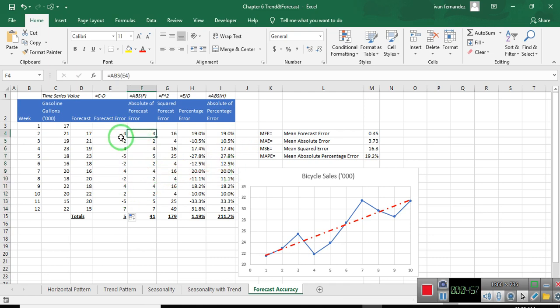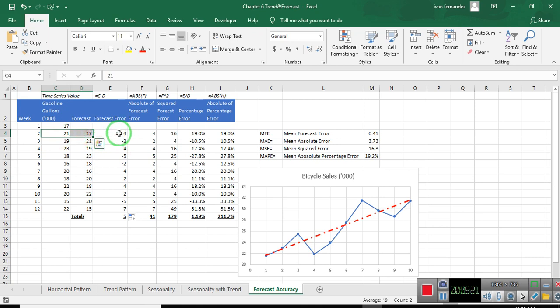Now, the problem with a forecast error is that, well, it is a problem and it's not a problem. You just need to understand what the math is doing here. A +4 and a -2 gives you magnitude and direction, right? It tells you that you went 4 below in this case.